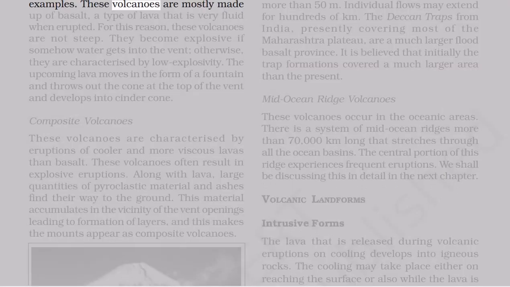These volcanoes are mostly made up of basalt, a type of lava that is very fluid when erupted. For this reason, these volcanoes are not steep. They become explosive if somehow water gets into the vent, otherwise, they are characterized by low explosivity. The upcoming lava moves in the form of a fountain and throws out the cone at the top of the vent and develops into cinder cone.